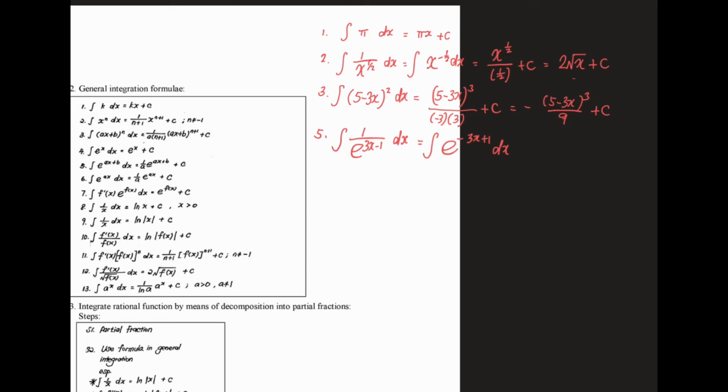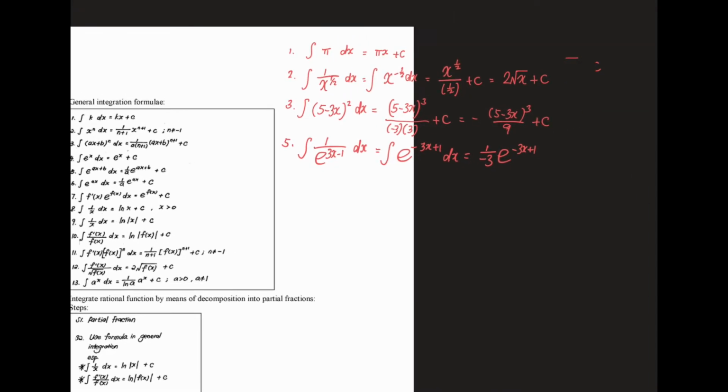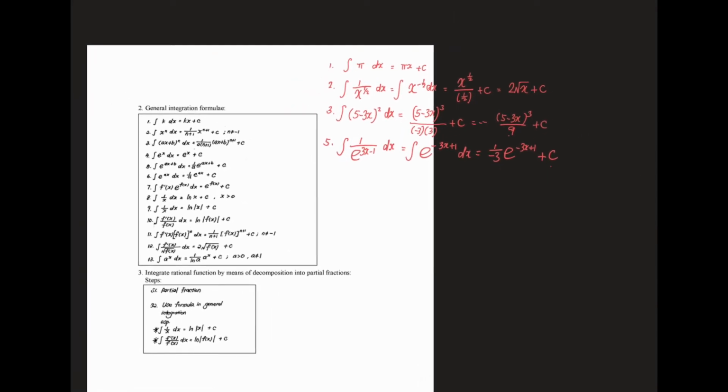So the first step is differentiate the power. Differentiate minus 3x plus 1, it will get minus 3. So we divide by minus 3, and then we write back the exponent, then plus c.